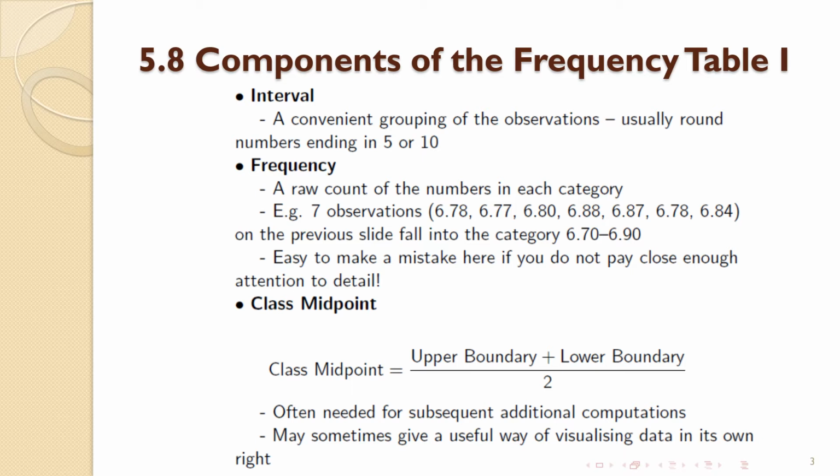And this attention to detail would be essential for accounting and finance and for mathematics and statistics. Now, the midpoint is just the average of the upper boundary and the lower boundary. It's often needed for subsequent additional computations, like the frequency polygon I'll talk about in a moment. It sometimes gives a useful way of visualizing the data in its own right. And what I suggest here is you'd expect the upper boundary and the lower boundary to be nice regular numbers if you've done this correctly, because the name of the game is to do something that is as easy as possible to communicate.